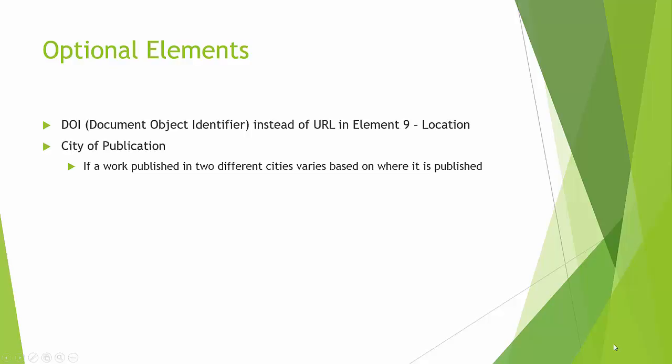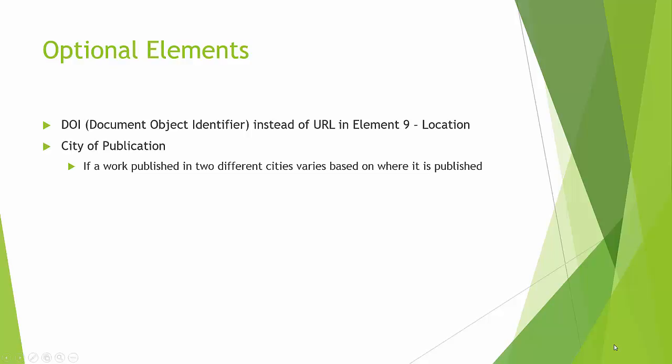I also want to highlight a couple of optional elements that you or your students may find the need to include in their citation. One of them is that instead of the URL for location, they can cite a DOI, which is basically a document identifier number that is a little more static and easier to find than a URL, which can change over time.